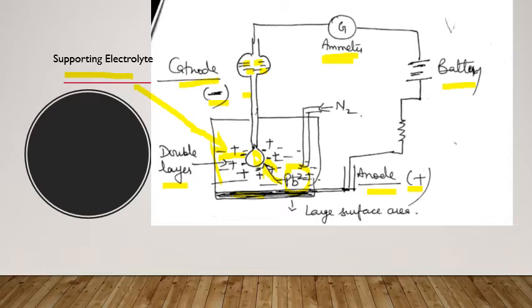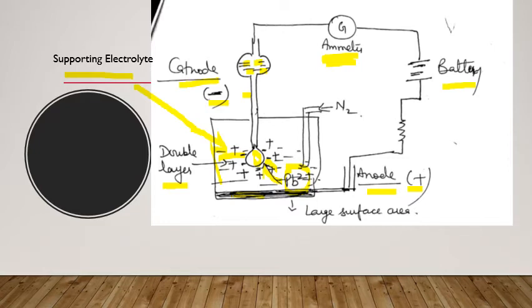So that large amount of the supporting electrolyte plays the role. It forms the double layer. It allows your analyte to diffuse towards the drop and have the reaction. And due to that reaction, the current is produced, which is measured by the ammeter.